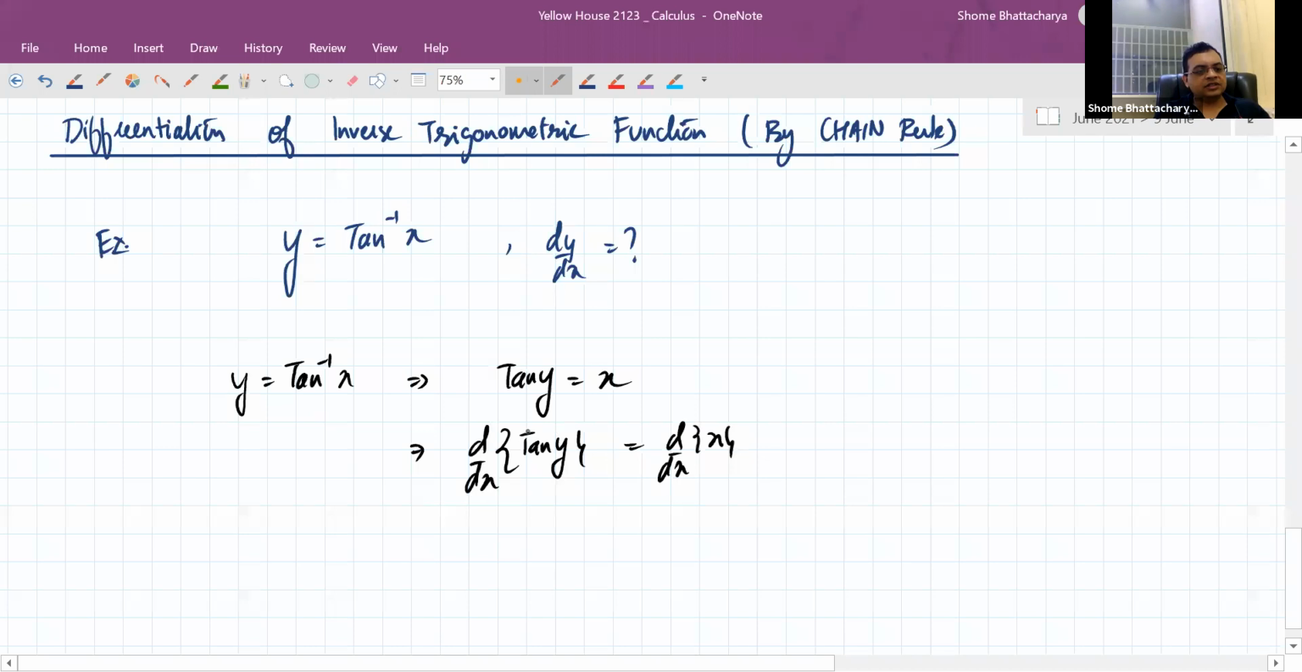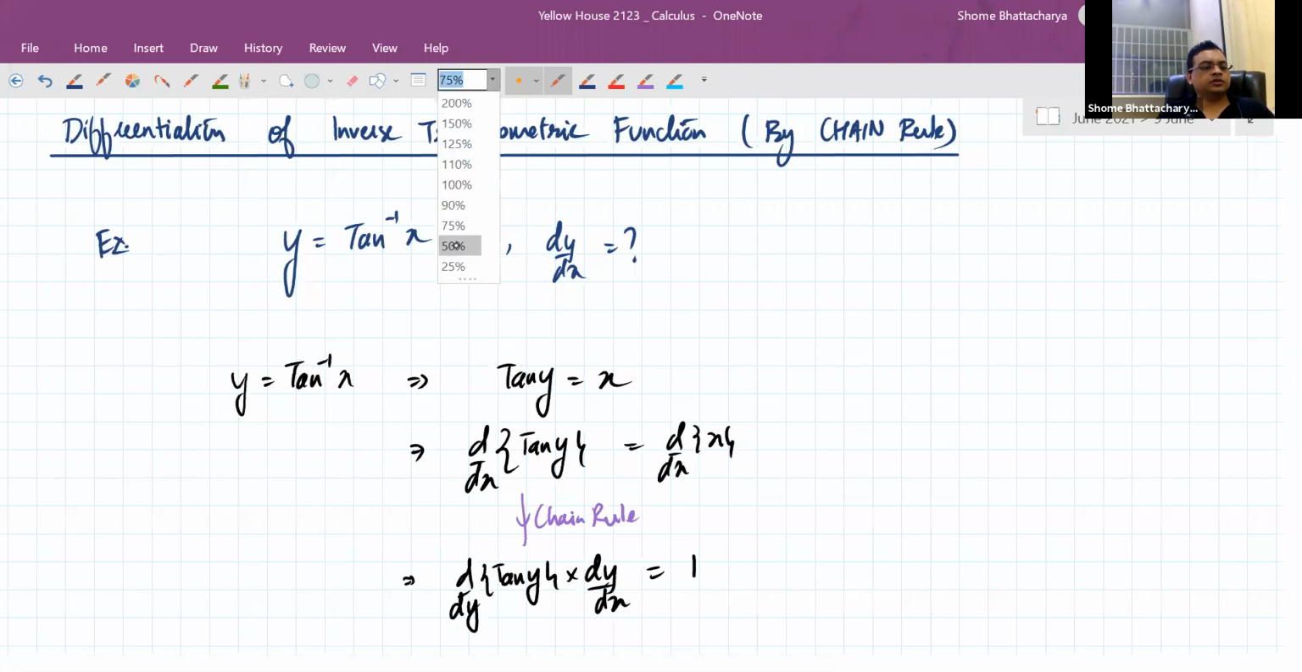Now in the left hand side, you can see tan y is a function of y, and I'm differentiating it with respect to x. So that is where the application of chain rule will come in. So I'll apply a chain rule step that differentiation of something with respect to x can be written as differentiation of the same thing with respect to y, because it's a function of y, multiplied by dy by dx. So it's really like I'm treating tan y like a z. So dz by dx is equal to dz by dy into dy by dx, like that. Okay. And the right hand side is obviously unity, because differentiation of x is 1.